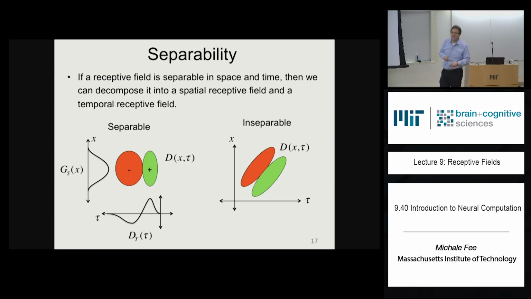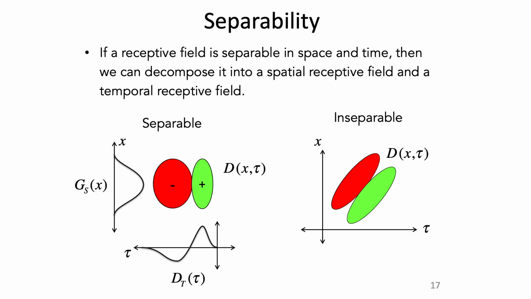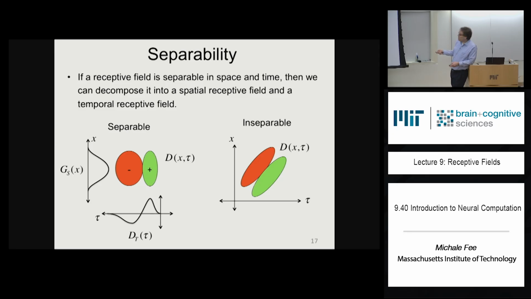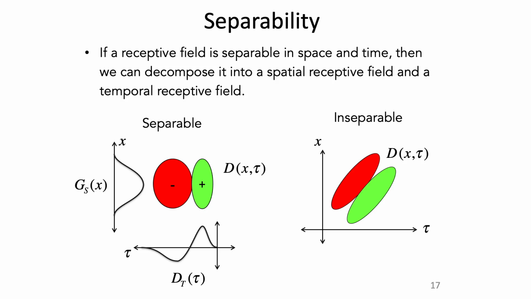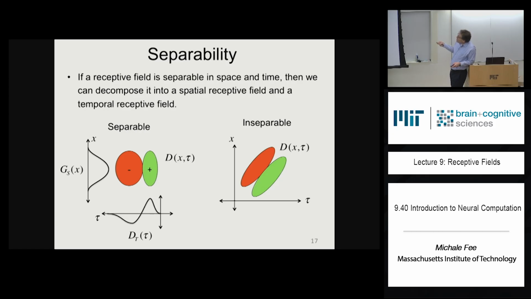Other receptive fields are not separable. You can see that you can't write this receptive field as a product of a temporal receptive field and a spatial receptive field. Does that make sense? Is that clear why that is? So basically, you can see that if you take a slice here at a particular position, the temporal pattern here looks very different than the temporal pattern here. Okay, and so you can't write this simply as a product of a spatial and a temporal receptive field. Okay, separable, inseparable.